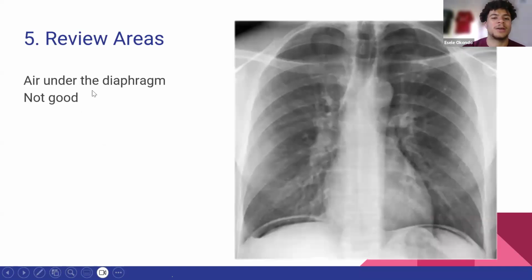So here, for example, you might go through your X-ray system and find that everything's fine, and then you go to your review areas. You look at the diaphragm, and then you see there's air under the diaphragm here. So that's a sign of a pneumoperitoneum, which may be as a result of bowel perforation, a perforated stomach ulcer, something along these lines.